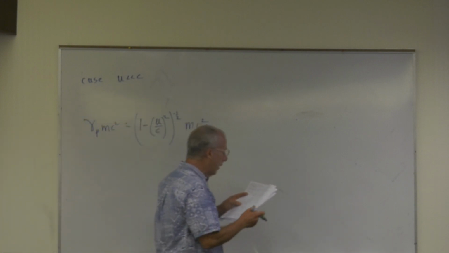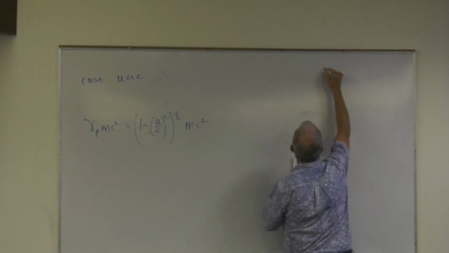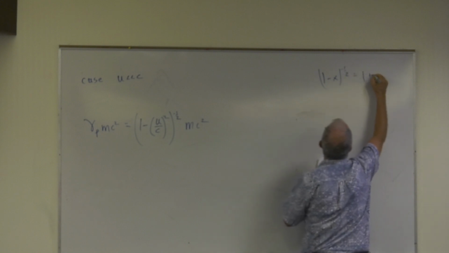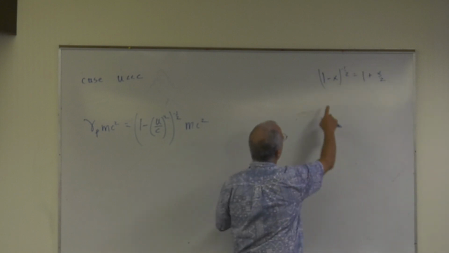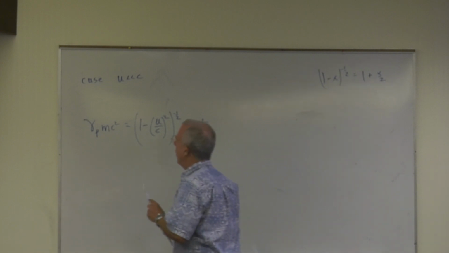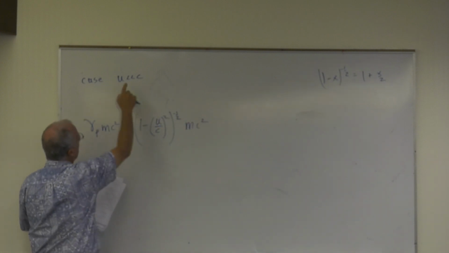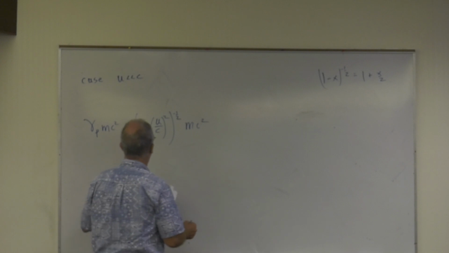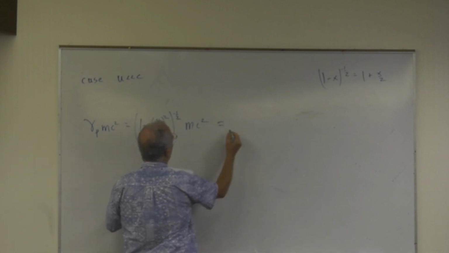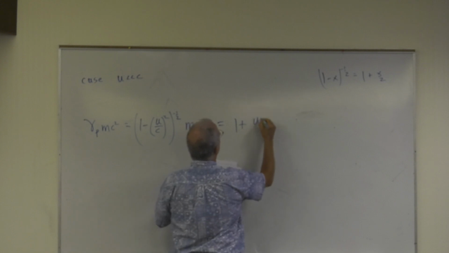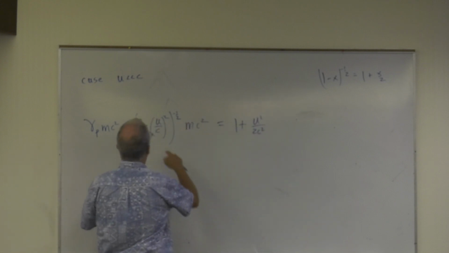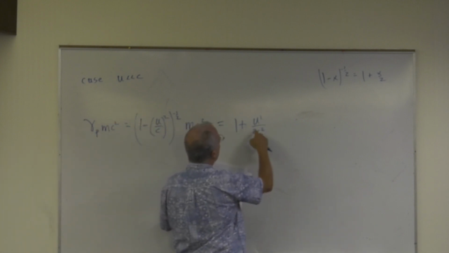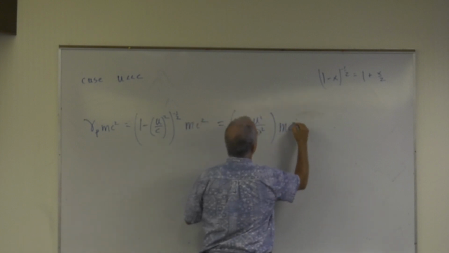Now, remember that math trick I showed you a little while ago? 1 minus x to the minus 1/2 power equals 1 plus x over 2. And that was only true if this x is much, much less than 1. Well, what I said is that the speed is much, much less than the speed of light, so this thing is much, much less than 1. So we can use that approximation. Great. So now we have 1 plus u squared over 2c squared, because our x is u squared over c squared, times mc squared.